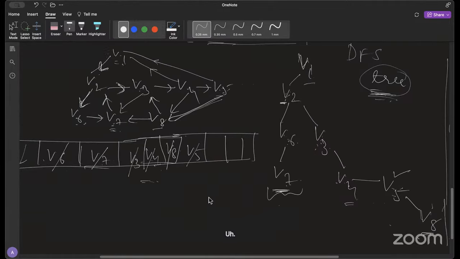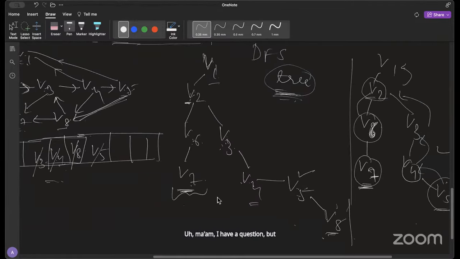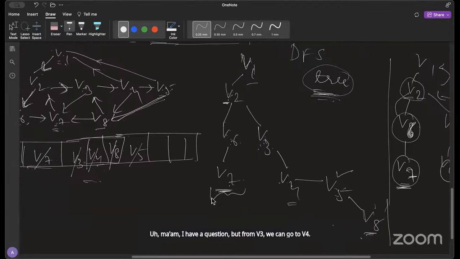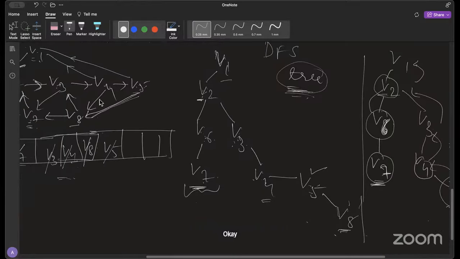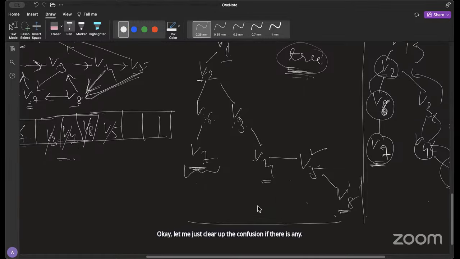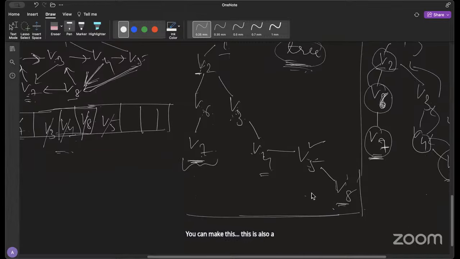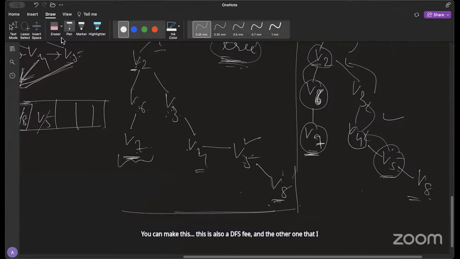Ma'am, I have a question. From V3 we can go to V4, and from V4 we can go to either V5 or V8. Yeah, both of the trees are correct actually. Let me just clear up the confusion if there is any. This is also a DFS tree, and the other one that I made.